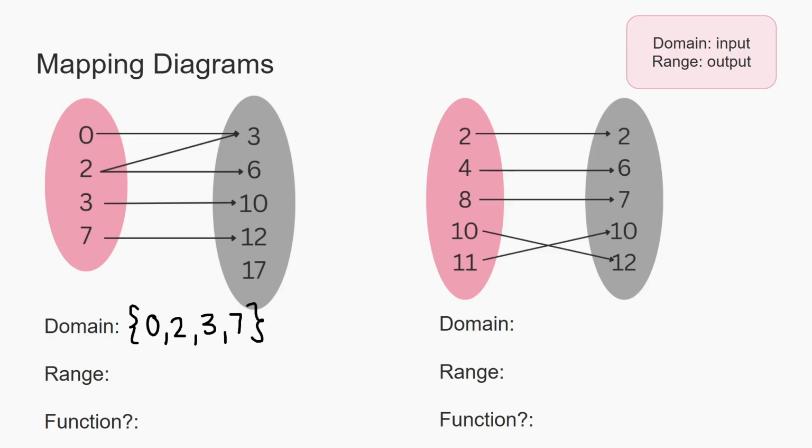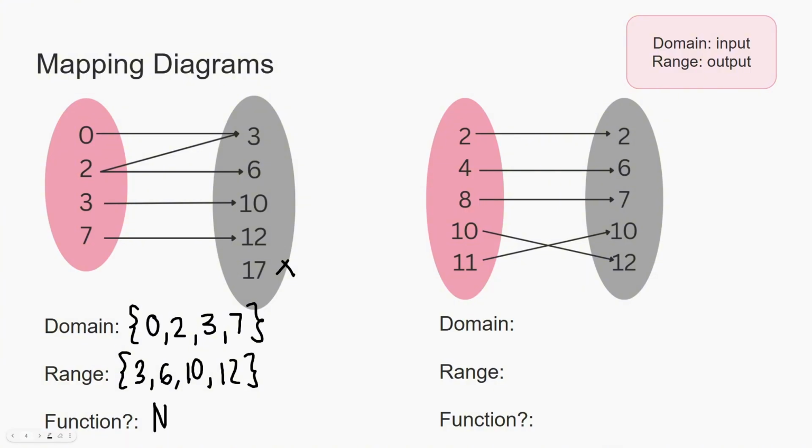And what about our range? We have 3, 6, 10, and 12. We also have the 17 here, but as you can see, there's nothing pointing to the 17. So the 17 is actually not a part of our range. So our range is going to be 3, 6, 10, and 12. And just like last time, we have 2 things pointing to this 3 here. So this 3 is kind of like double, but because we're writing in set notation, we only need to write it once. Lastly, is this a function?